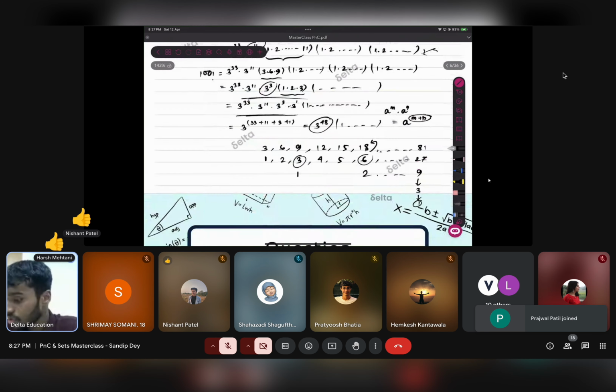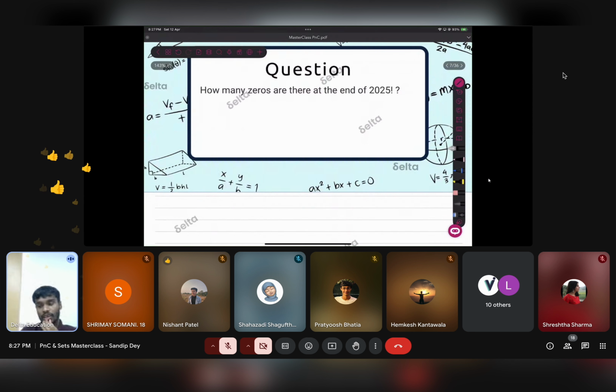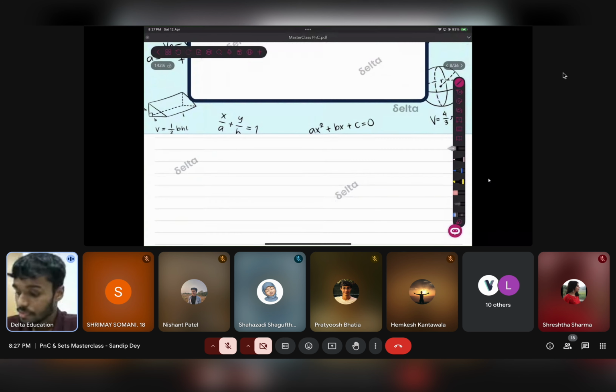Okay. So let's now solve this question then. How many zeros are there at the end of 2025 factorial? So how can we solve this question? It is saying how many zeros are there. So for zeros, I have to get the power of 10, right? So I have 2025 factorial, and I have to get the power of 10. But 10 is not a prime number.